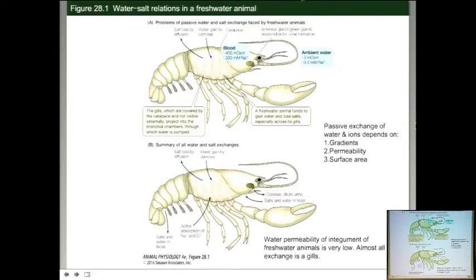So, the summary of all the changes now are shown in this slide. The upper portion of this, again, we just saw. And now we want to say that the principles here, that the passive exchange of water and ions will depend upon the gradient. So we already know it's a large gradient for both osmotic pressure and for ions, and also the permeability. And we said the carapace is not permeable, so that's okay, but the gills are very permeable. And then the surface area is the third.